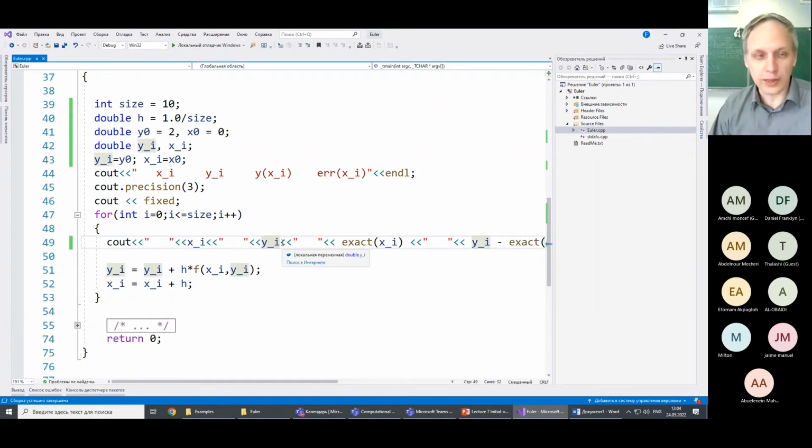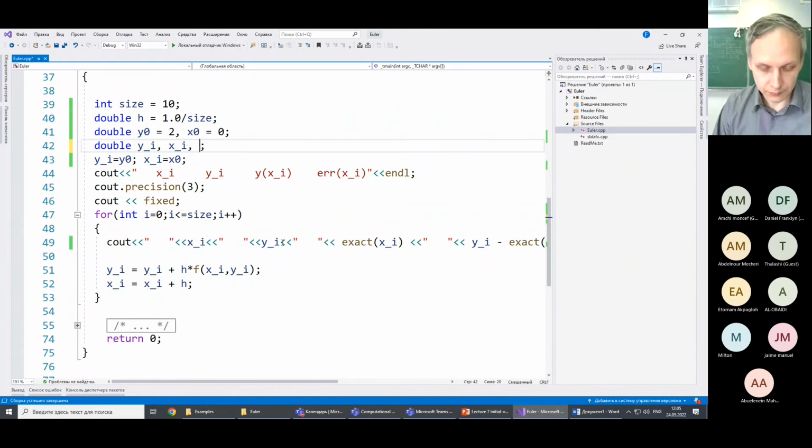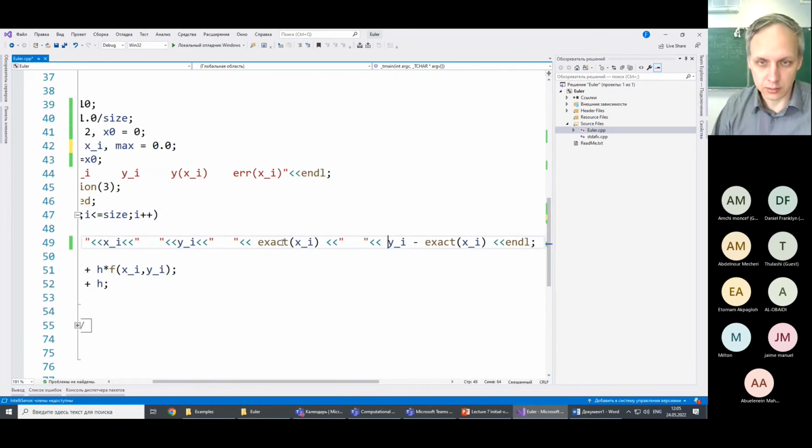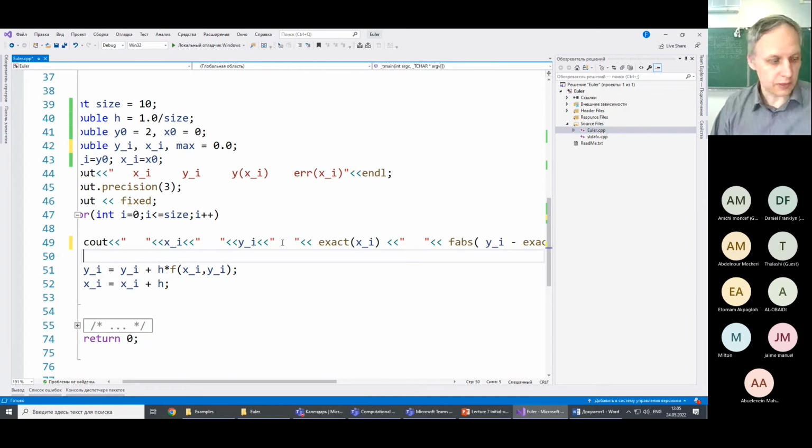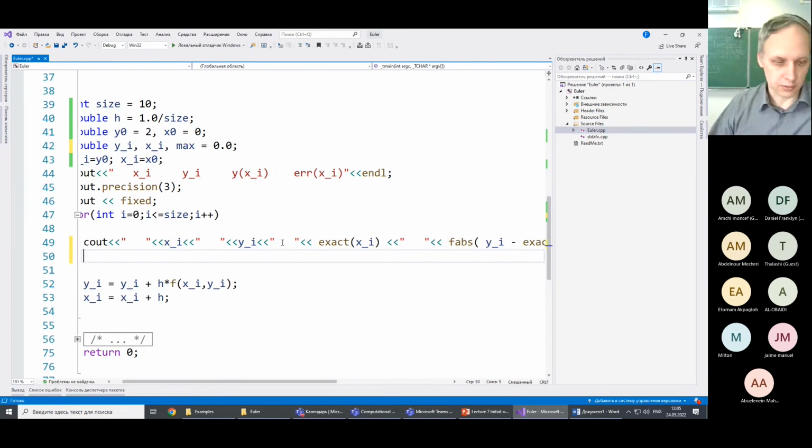It will be useful to compute the maximum, the largest error. Let's declare the largest error as max.